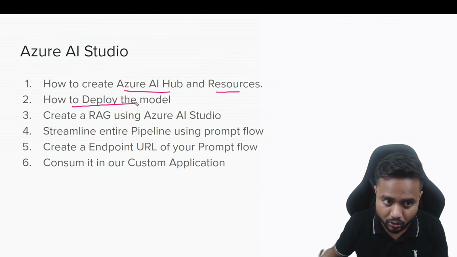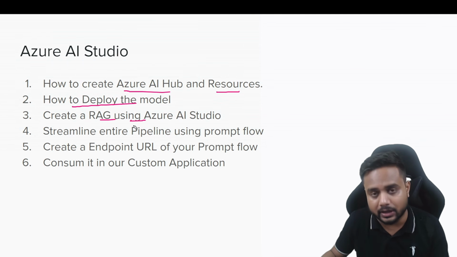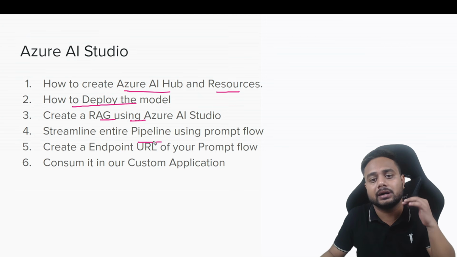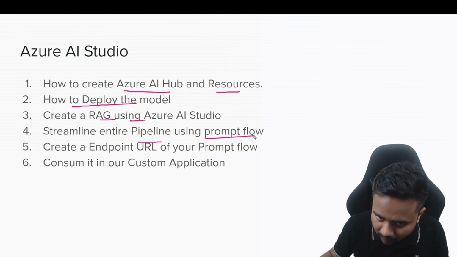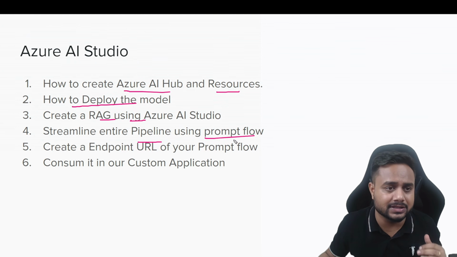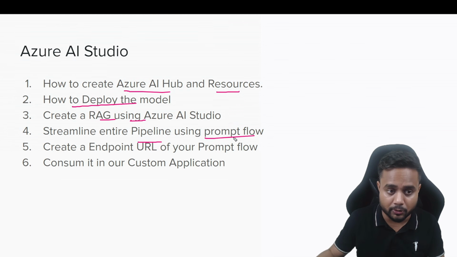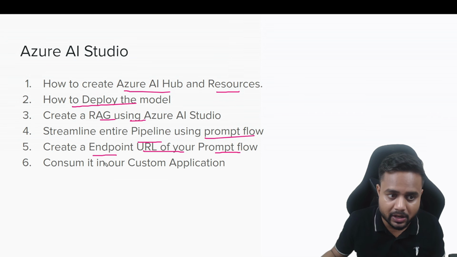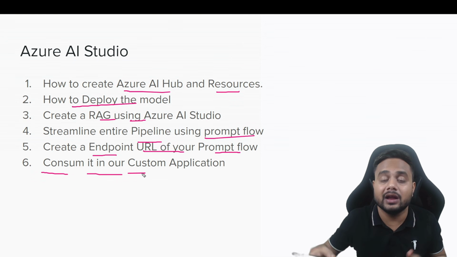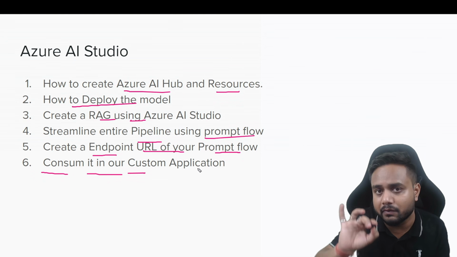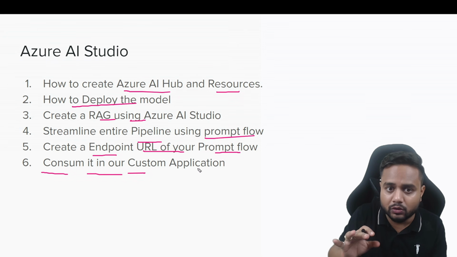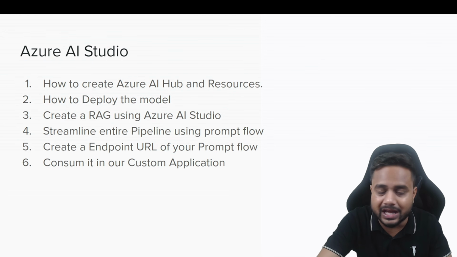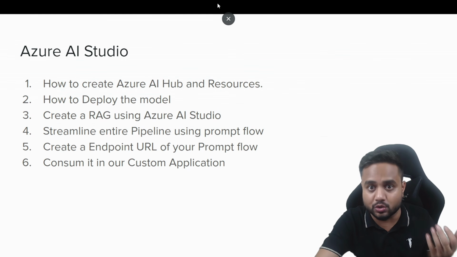Okay, inside this Azure AI Studio, we'll create our own RAG, means our custom RAG, and then here we're gonna streamline the entire pipeline using this prompt flow. It is a very amazing service which is being provided by the Azure AI Studio. Then we'll create an endpoint URL. Okay, means I will deploy the application finally, and we'll be consuming it inside our local application. So here we're gonna create one Flask application, and there I will show you how you can consume this endpoint URL.